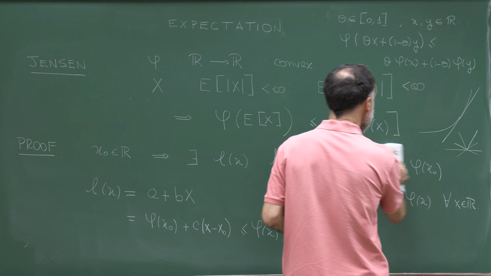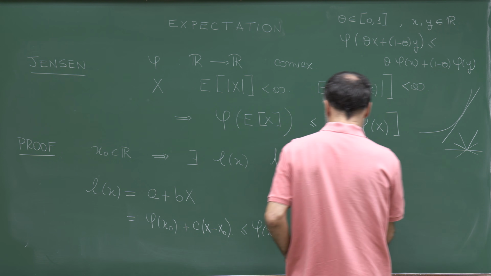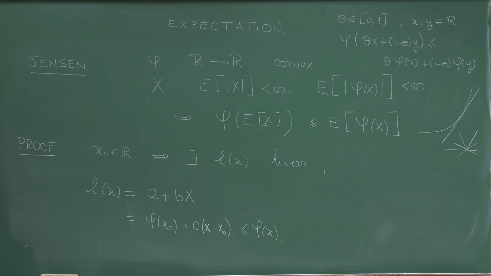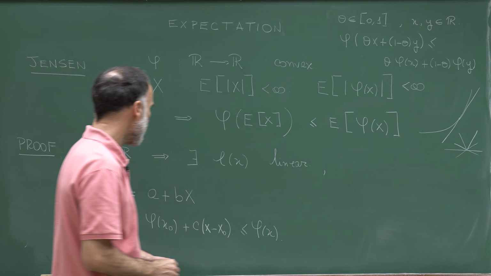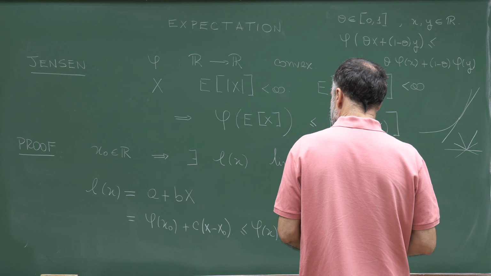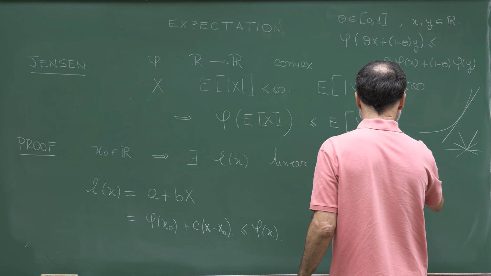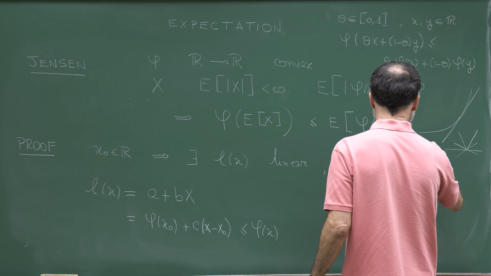So now let me use this inequality in order to prove Jensen's inequality. And what I will do here is that I'll take x0 to be the expectation of x.